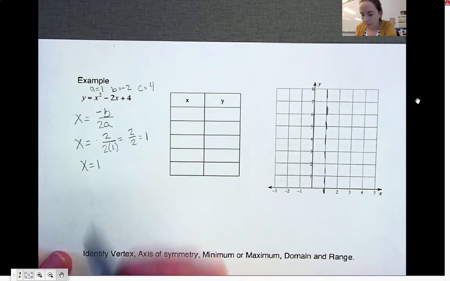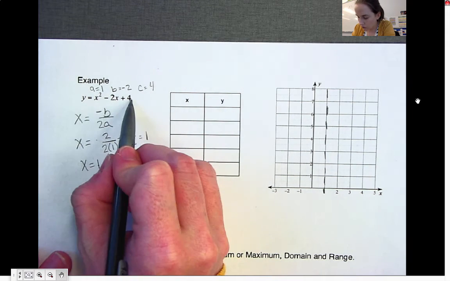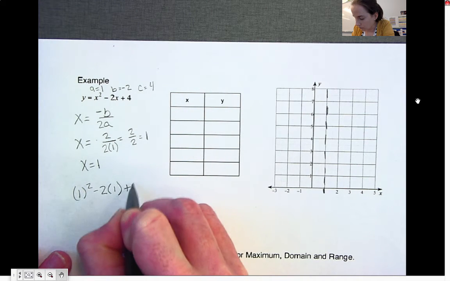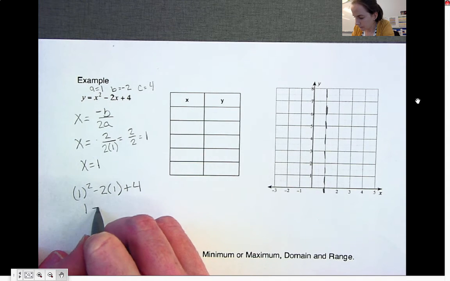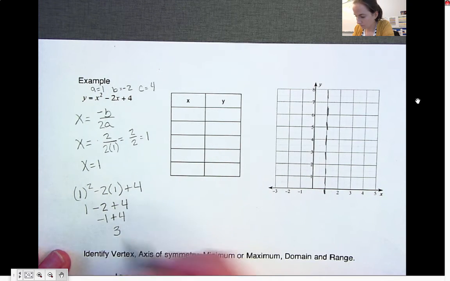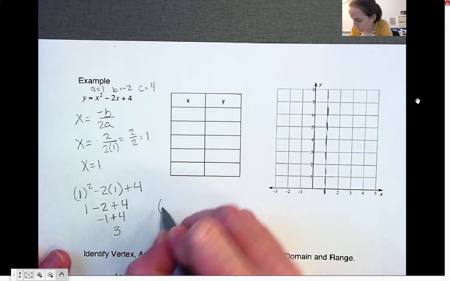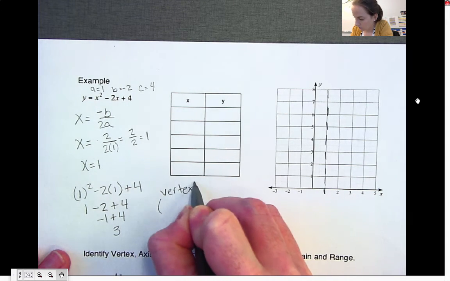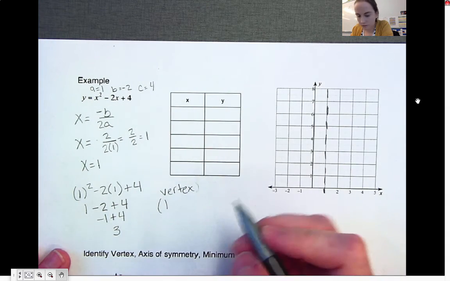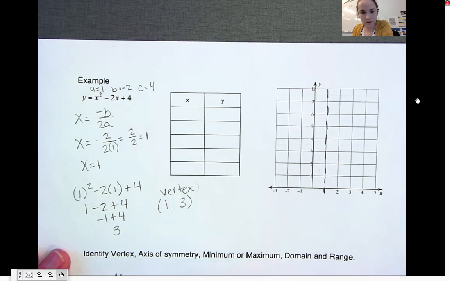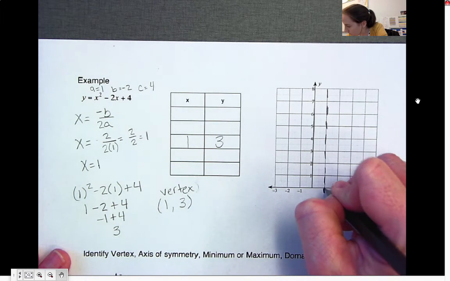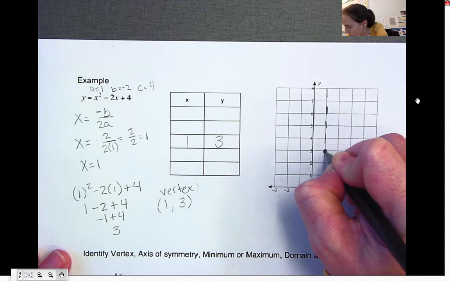Plug in x equals 1. Plug in 1 for this equation here. So 1 squared minus 2 times 1 plus 4. 1 squared is 1, minus 2 plus 4. Negative 1 plus 4 is 3. So the point for the vertex is the 1 from the axis of symmetry and the 3 from when you plugged it in. So 1, 3. So at 1 on the x-axis, 3 on the y-axis, again, your vertex is directly on that line.